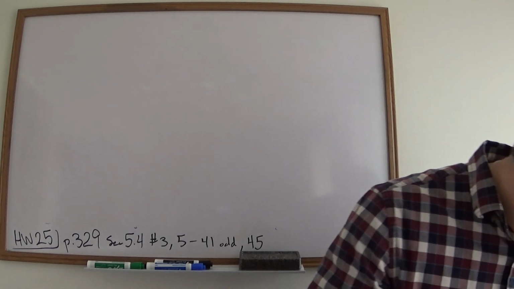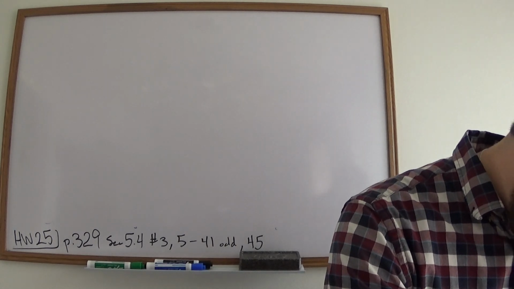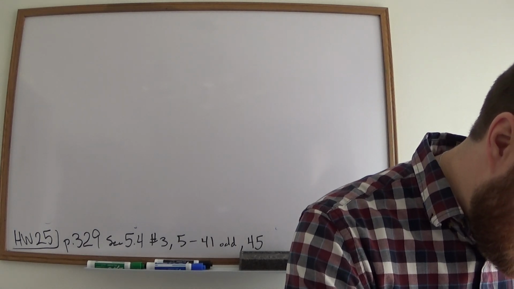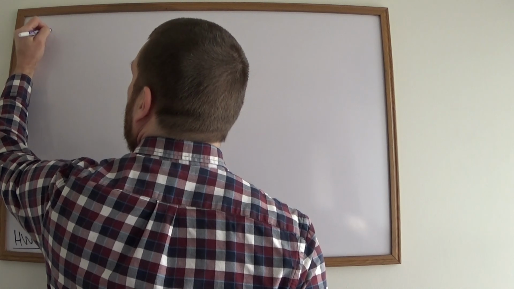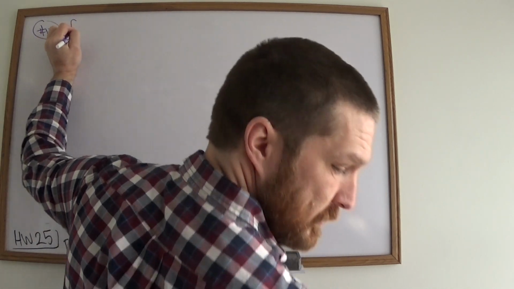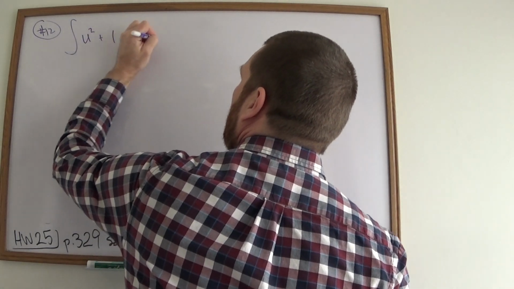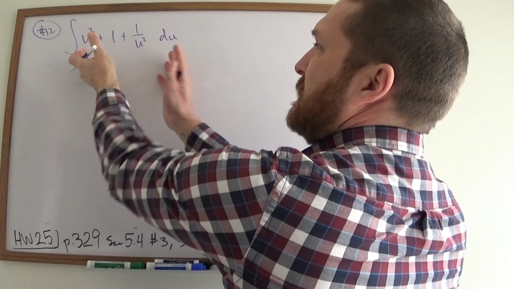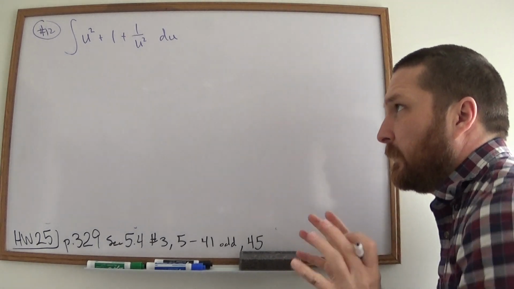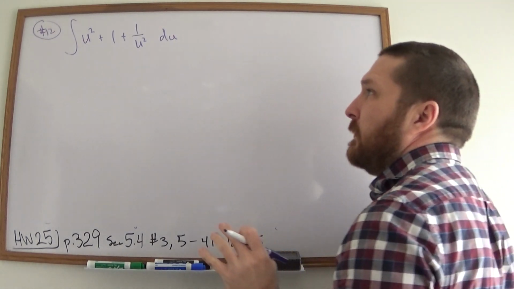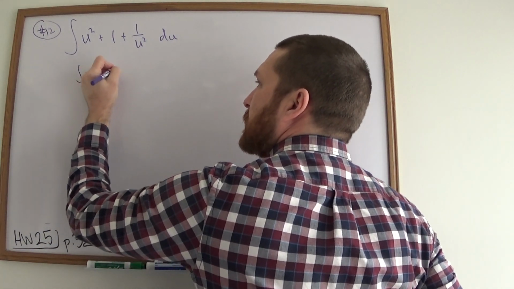Okay, number 24. You're also going to be doing definite integrals here, but let's do an indefinite integral first. This is number 12, and it is the integral of u squared plus 1 over u squared du. They put parentheses here, I'm not going to bother. What do you want to do? Split it up. Just take the integral of each piece.